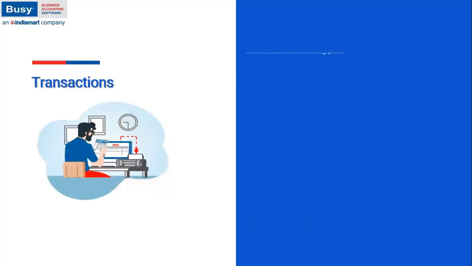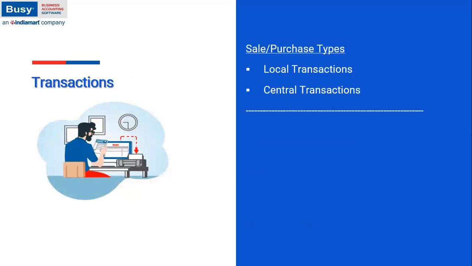Next topic is transaction. Sale purchase types are like central and local transactions. You know that we create two types of transaction, local and central. Local means you are selling your product within a state, and central means you are selling or purchasing your product outside the state. So both local transaction and central transaction you can manage.